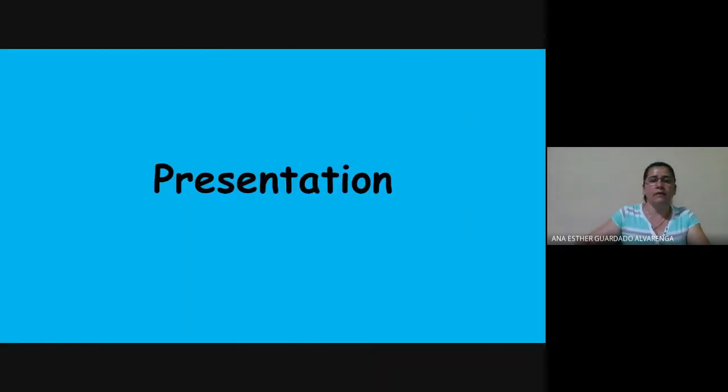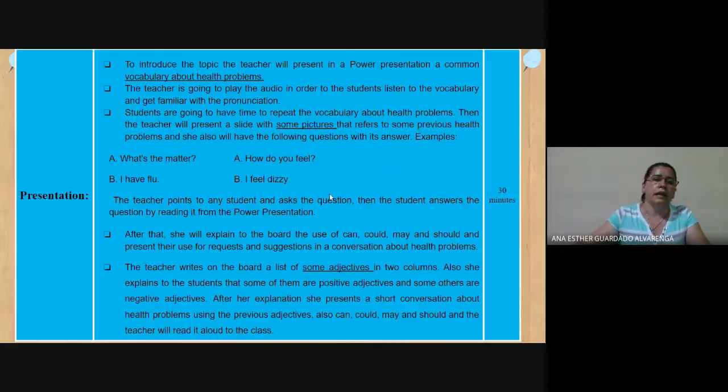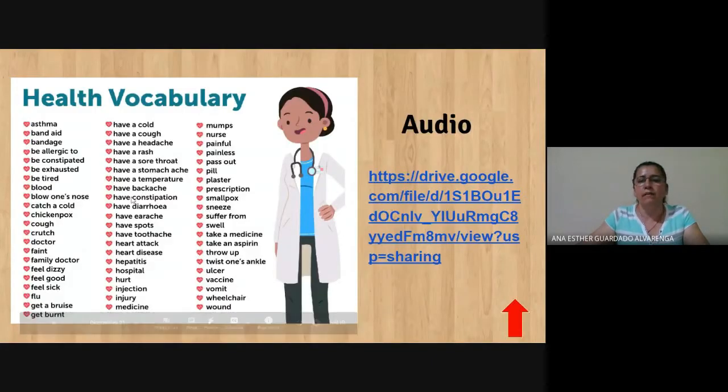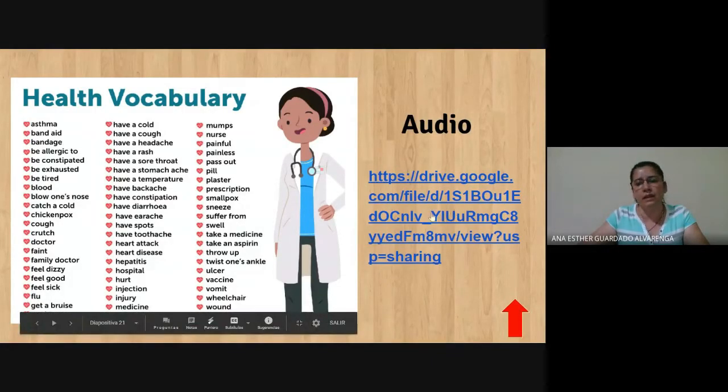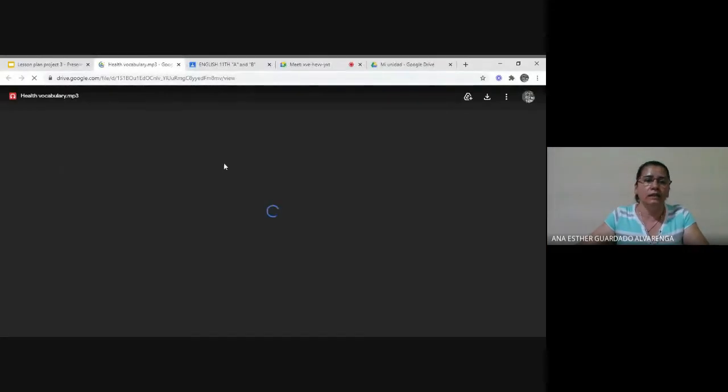The other part of the lesson plan is the presentation. Here you have some exercises. The teacher is going to introduce the topic by presenting, in a PowerPoint presentation, common vocabulary about health problems. And here we have the health problems, and the teacher is going to play an audio that she has prepared.